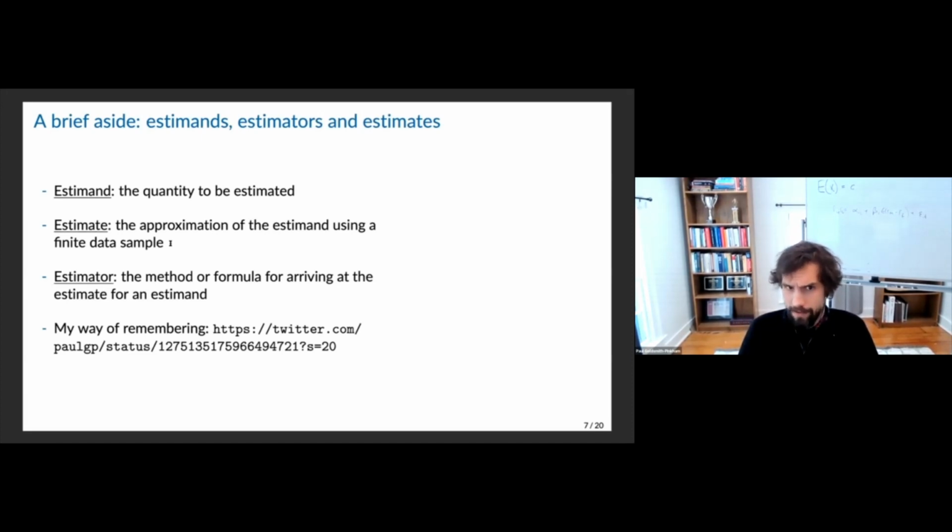The estimate is the approximation of the estimand that uses some finite data sample. So you have some data drawn from the population. You're going to get an estimate, which is going to somehow try and approximate the estimand. And then the estimator is the method or formula for arriving at the estimate for an estimand.